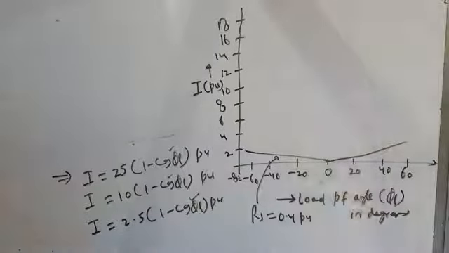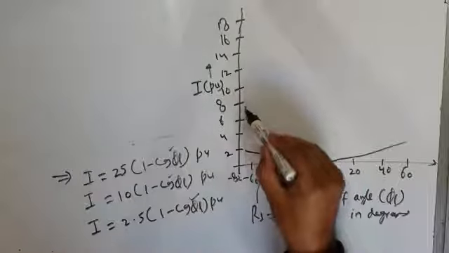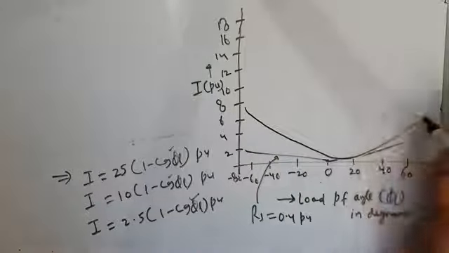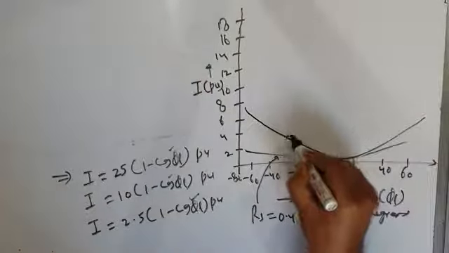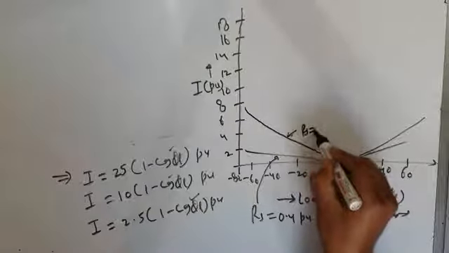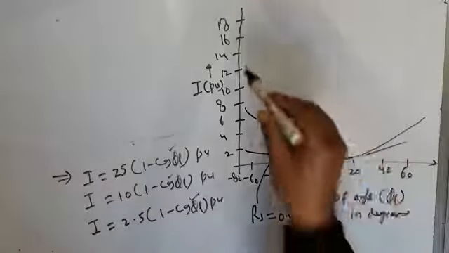Let me first of all draw. Second is this. Second curve ये है. This is for RS equal to 0.1 per unit. और तीसरा ये है.